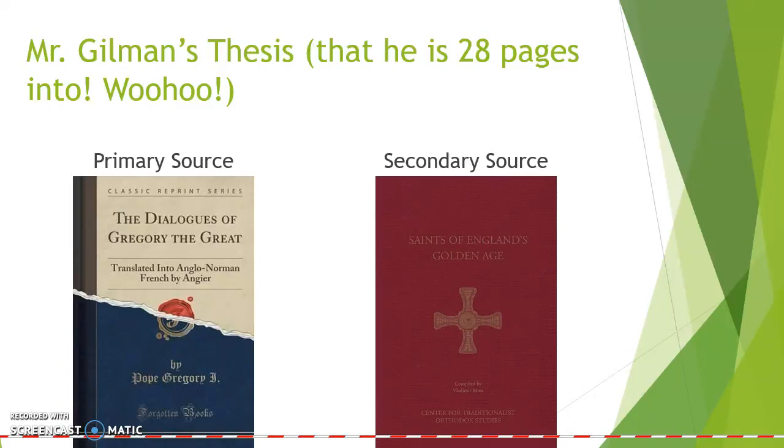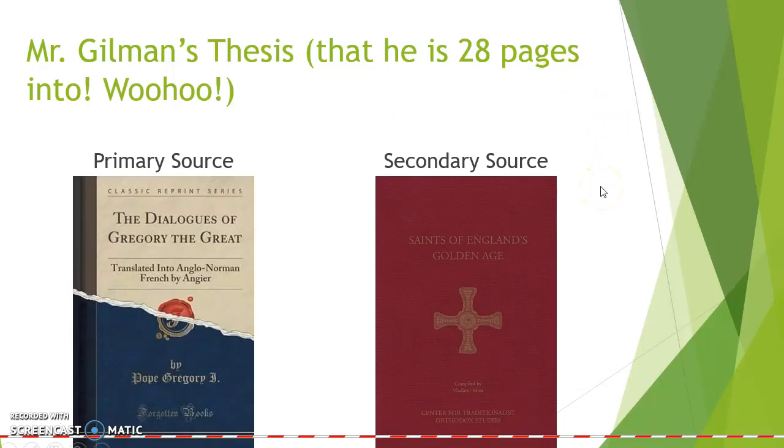All right, so one of his primary sources is the Dialogues of Gregory the Great. So these are writings and speeches and talks given by Gregory the Great, translated into Anglo-Norman French by Andre. Oh, I picked up a French translation for our picture here. His is not in French, his is in English, but I just thought the picture looked cool. But so this is an original person, Gregory the Great, who wrote and spoke, and these accounts are his. This is a primary source.